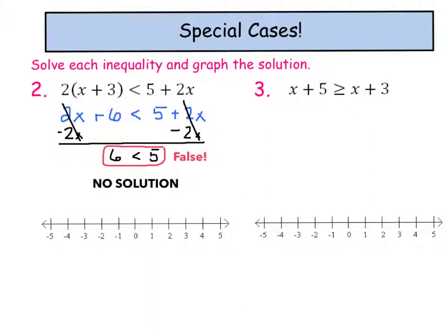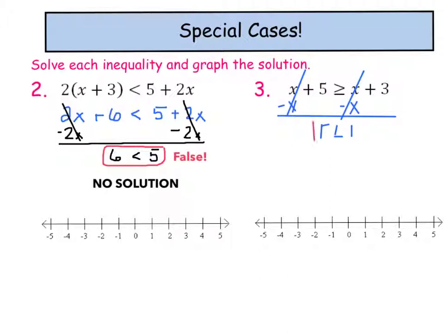Next, we'll look at example 3. There's nothing to distribute in this one and no like terms to combine, so all I need to do is move all the variables to the left and the numbers to the right. So I'll start by moving the variables to the left, subtract x on both sides, and when I do that, my variables actually cancel, again because I have x and x on each side, leaving me with 5 is greater than or equal to 3.